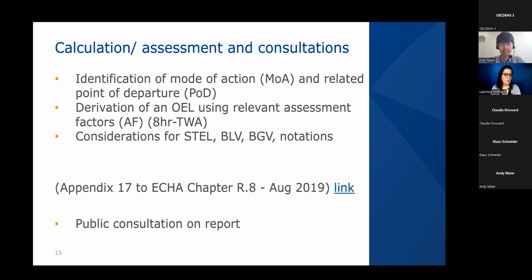And finally, we also consider whether some other limit values should be defined in our report. So short-term exposure limit values, biological limit value, biological guidance value for the general population exposure considerations, and also the notations. So indeed, in the EU, we consider skin notation, sensitization notation, or noise notation. Our methodology is described in an appendix to our ECHA guidance, which we published in August 2019.